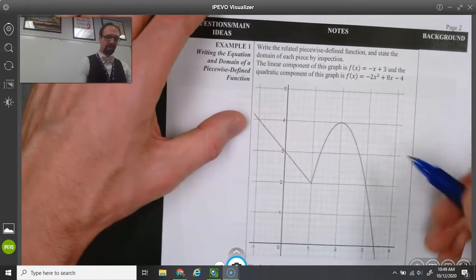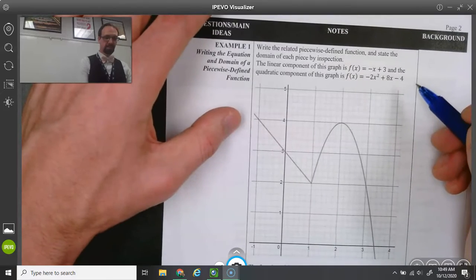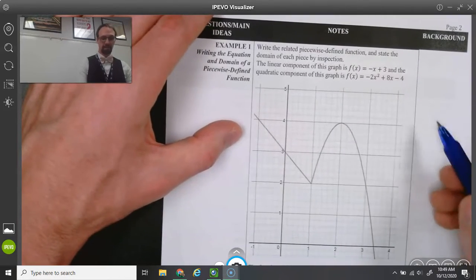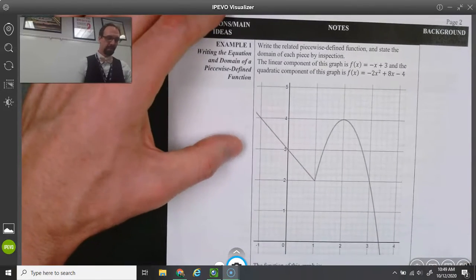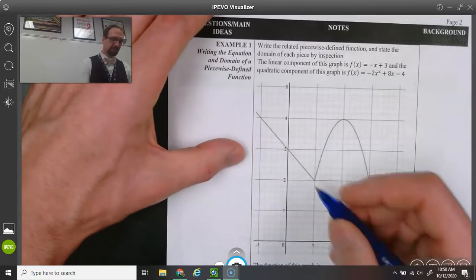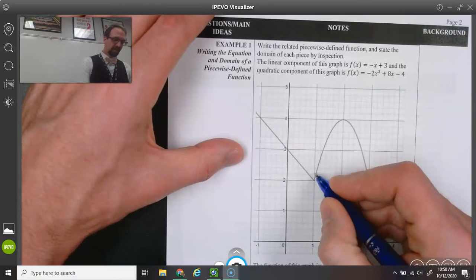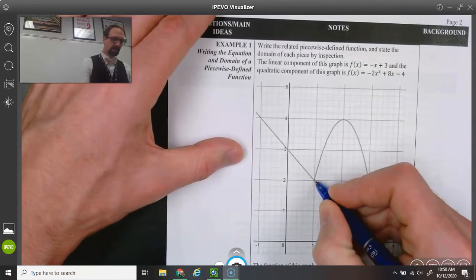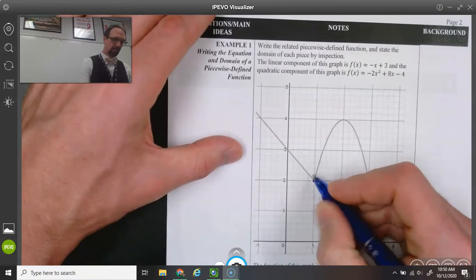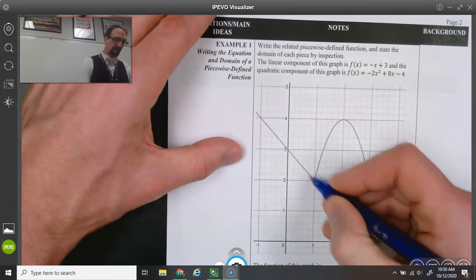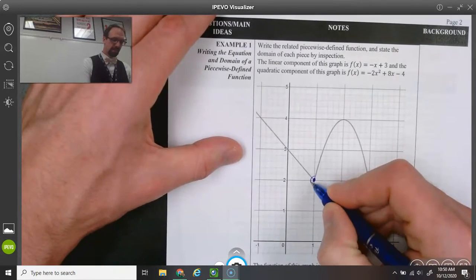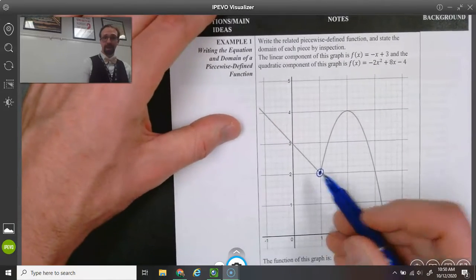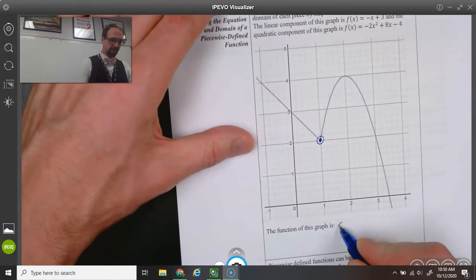The linear component of this graph is f of x equals negative x plus 3, and the quadratic component of this graph is f of x equals negative 2x squared plus 8x minus 4. So to find the function that defines this piecewise function graph, we actually need to define what happens here. If you think about what's happening here, I can't have both of these points existing at the same time. So I'm going to say that this point actually corresponds to the linear component, and it's an open dot for the quadratic. Now, it's hard to tell from the graph, which is why it's important that we define it within the piecewise.